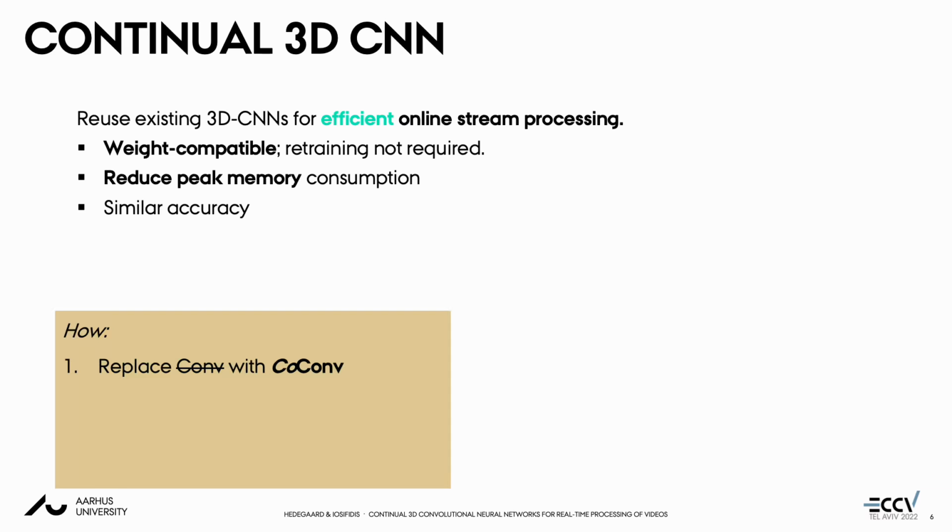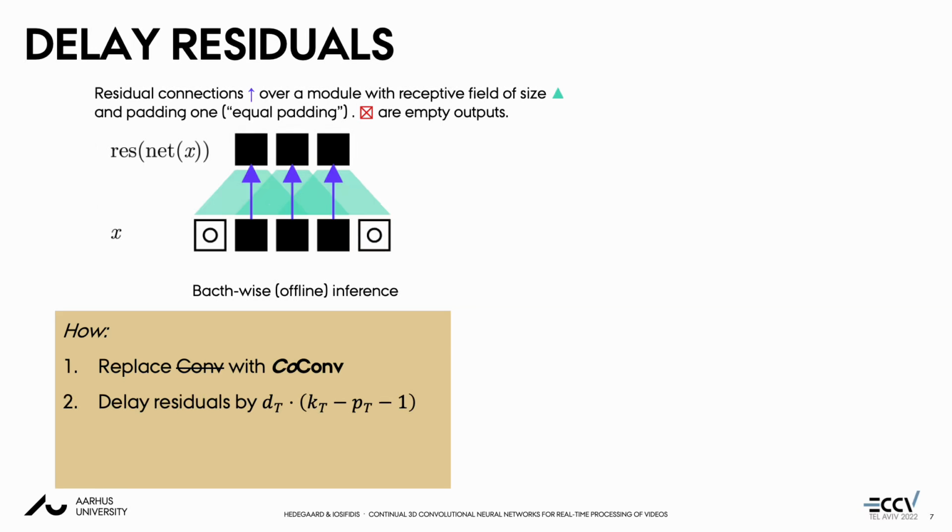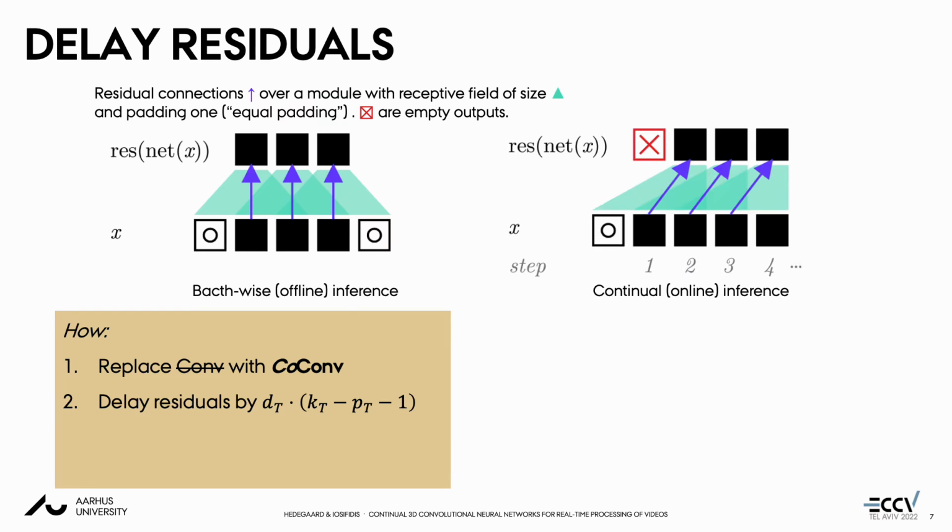First, you replace the regular convolutions with continual convolutions. Next, we need to delay residual connections. Why? Consider the operation of a residual module with equal padding during offline inference. This is how most 3D CNNs are designed. Here the computation of a single output step is actually acausal since it uses information from the next frame in the computation of the current output.